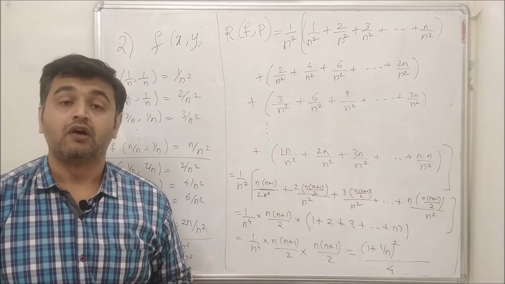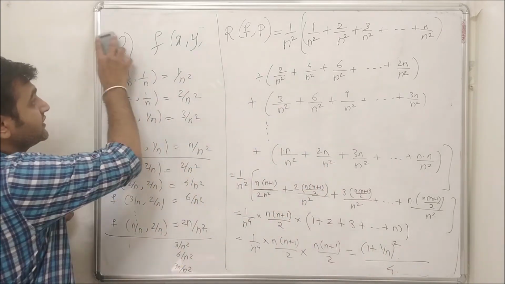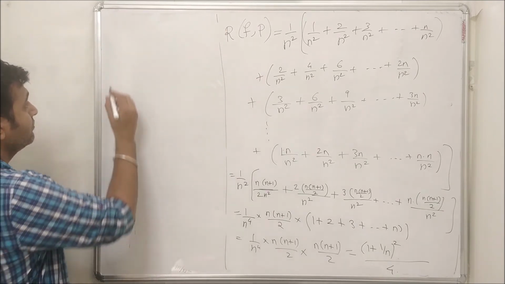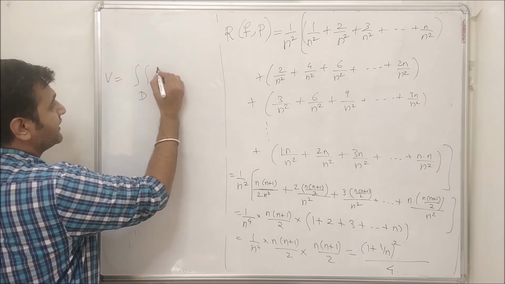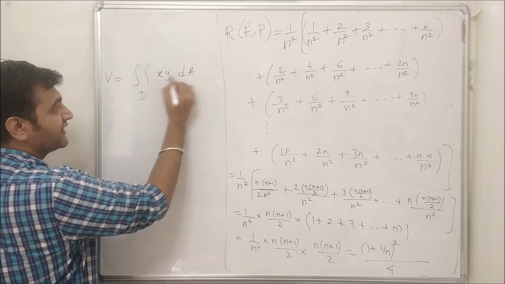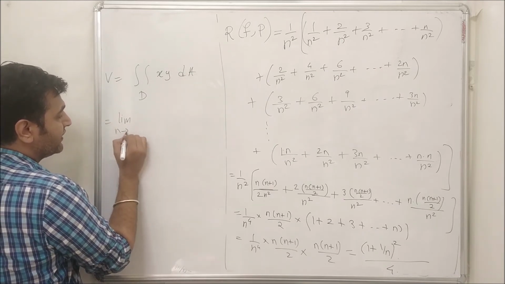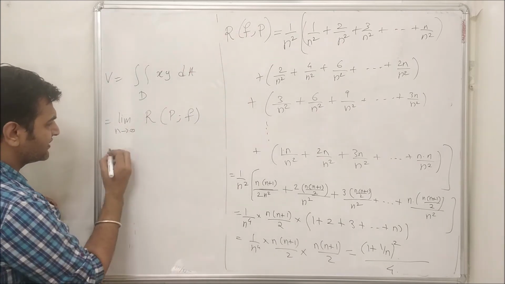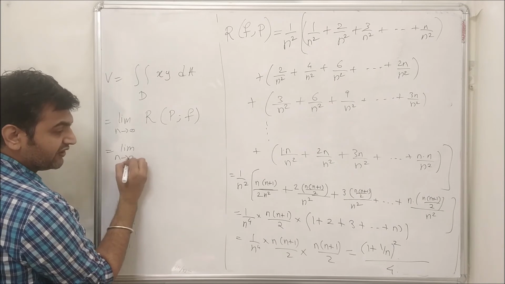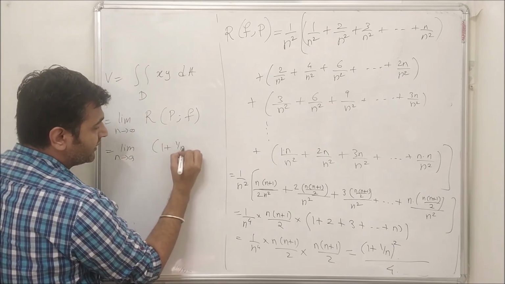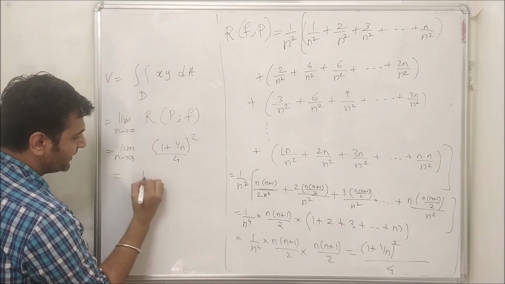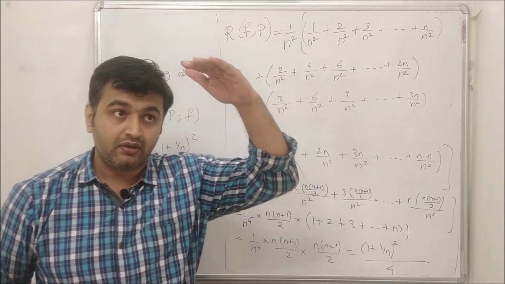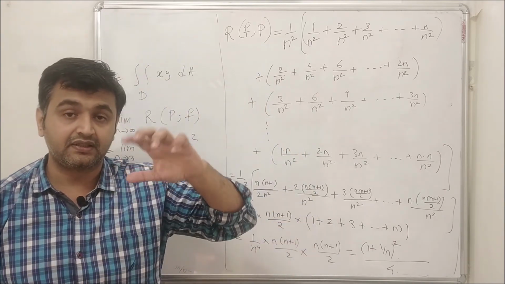If you want you can take this as a square also, not a problem. This is the whole square. Now once you have the Riemann sum, how do you find the double integration? You simply take the limit of that Riemann sum. So my volume, which is nothing but the double integration over R of xy dA, my function is xy. It is the limit as n goes to infinity of the Riemann sum for the partition for the function. Either you write fp or pf, it doesn't make a difference. What is this? 1 plus 1 by n whole square upon 4. As n goes to infinity, this is nothing but 1 by 4.